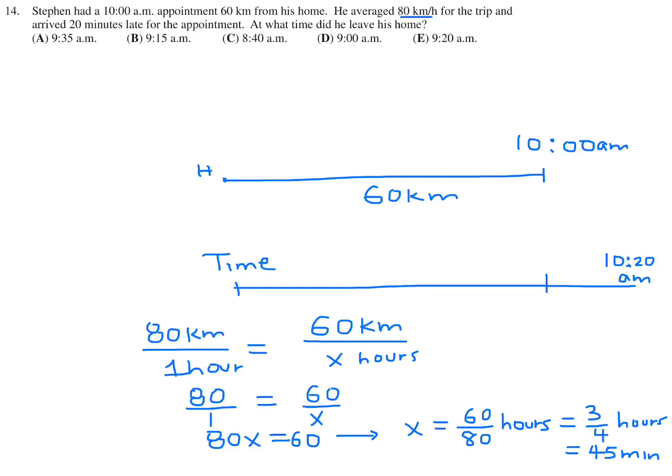So that means if he arrives at 10:20, he left 45 minutes before that. So 45 minutes before 10:20 is 9:35 a.m. And that would be choice A.